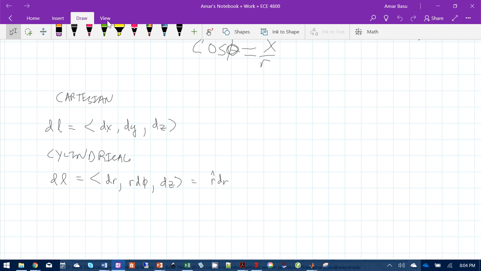Now, you may have more complex equations for lines. Like if you were in a Cartesian coordinate system integrating along those parabolas, y equals x squared, you have to put in that equation and then solve for dL along that line. What we're doing here is a simple example. Define the line first, and then calculate your dL. So now your dL is equal to dr, r d phi, dz.